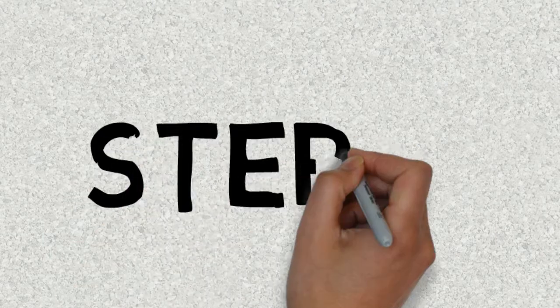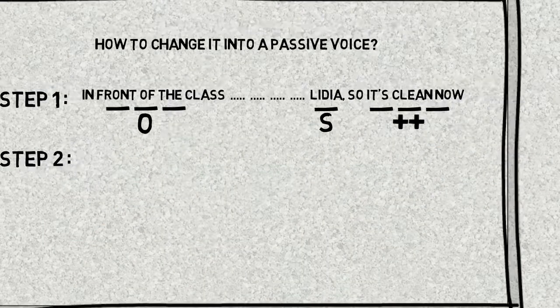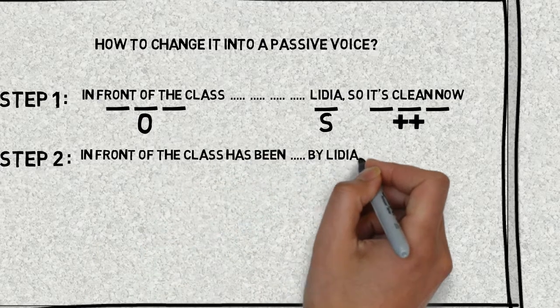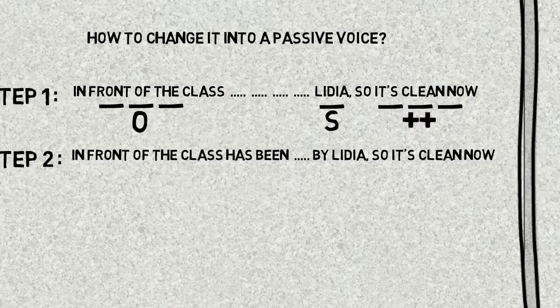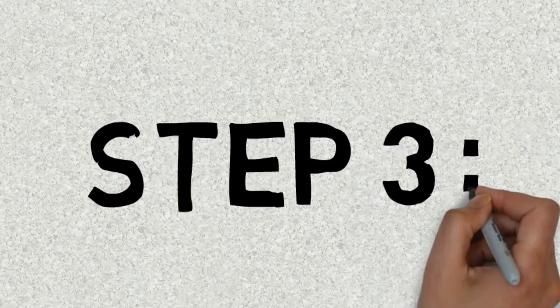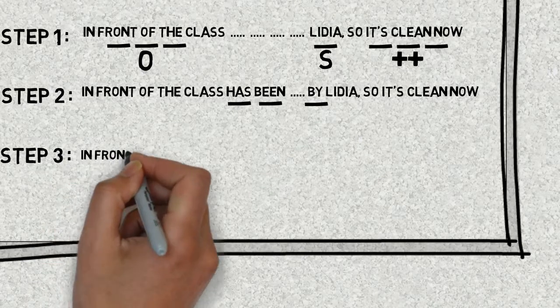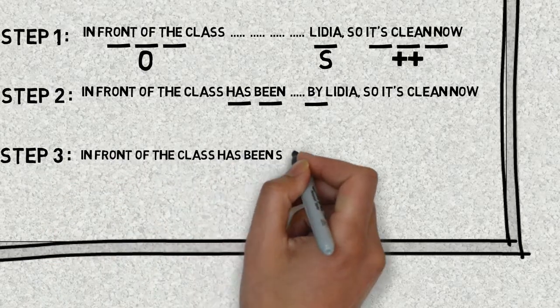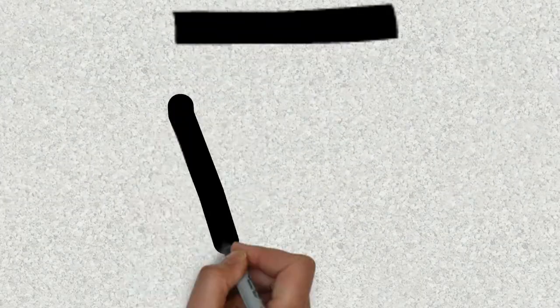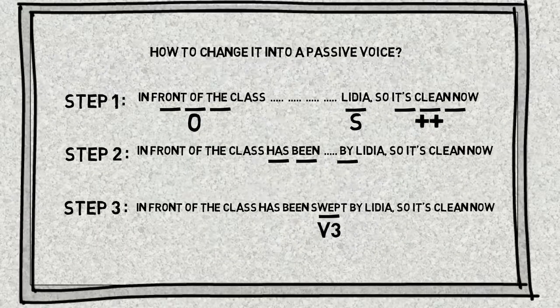Step 2. In the sentence, add has and been, and also before the subject, you have to add by. So the sentence becomes in front of the class has been blah blah blah by Lydia. Step 3. Because the active voice already uses the verb 3, in the passive voice we just write again the verb 3 that has been there. So the sentence becomes in front of the class has been swept by Lydia.